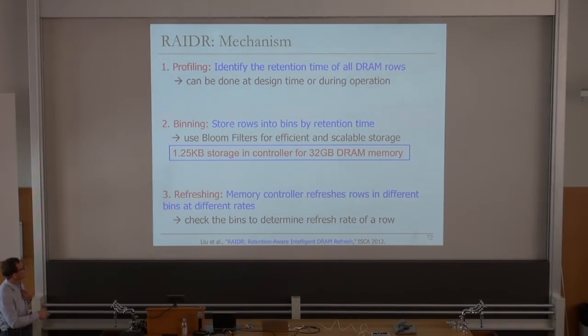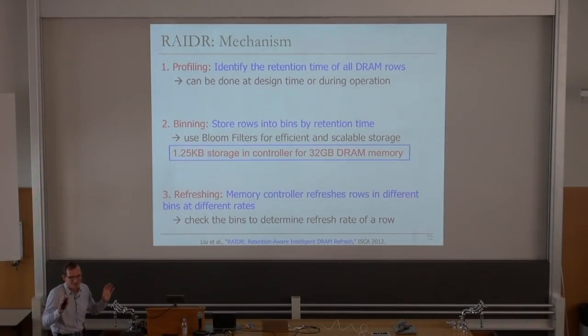So for refreshing, the memory controller refreshes rows in different bins at different rates now. You have a Bloom filter that says, these are the set of rows that you need to refresh frequently. Whenever you get an address, you access that Bloom filter, and it tells you refresh or not refresh at this point in time. Basically, it checks the bins.